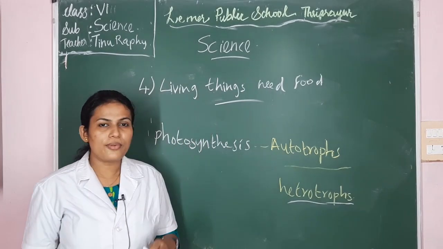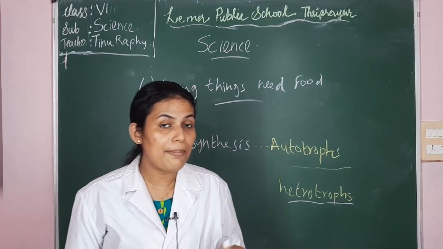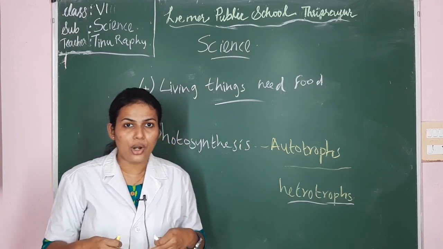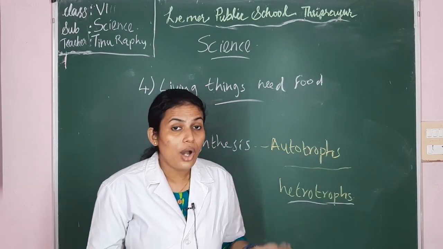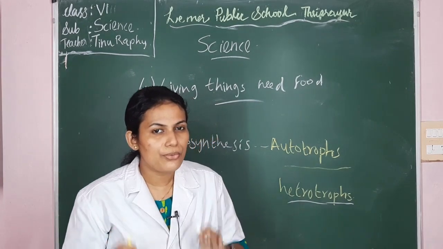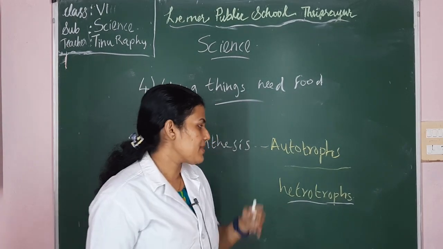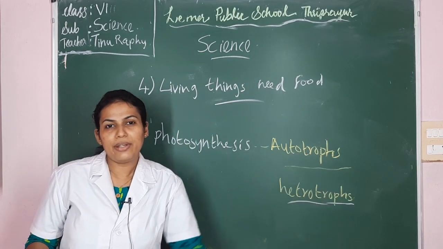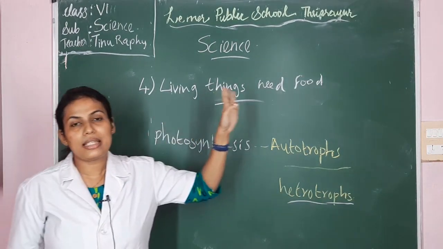Now, what are autotrophs? Autotrophs are the plants that are able to produce their own food. Hence, they are called autotrophs. Heterotrophs are all the living organisms that do not produce their food, but get it from the plants or other organisms. Hence, they are called heterotrophs. So, that is the fourth feature of living organisms, that is, living things need food.